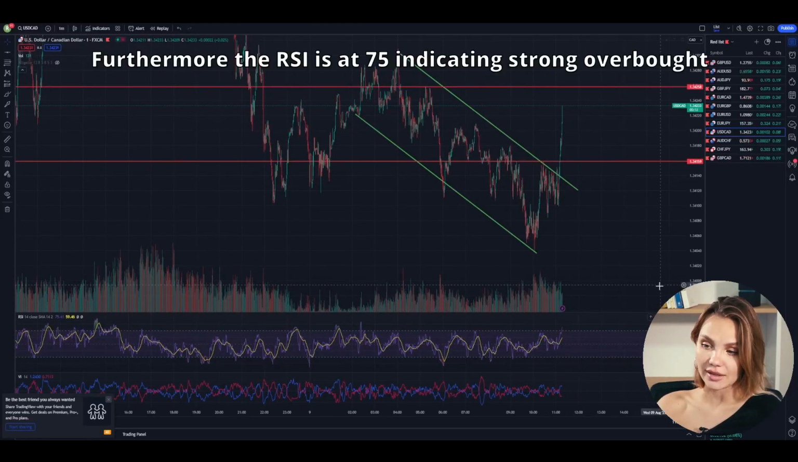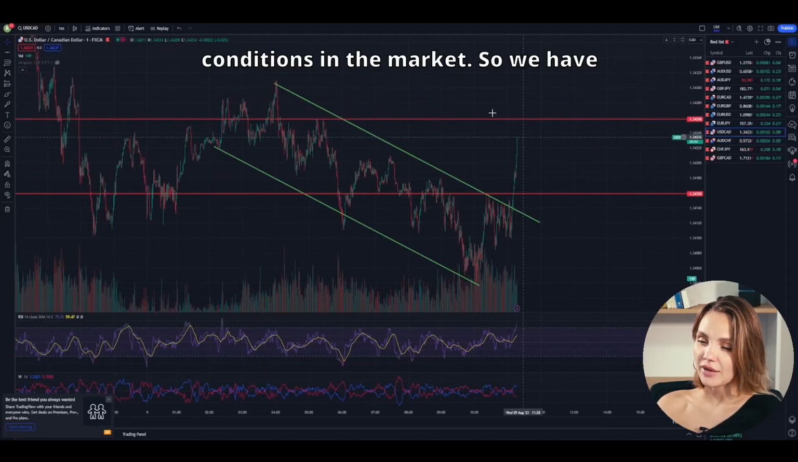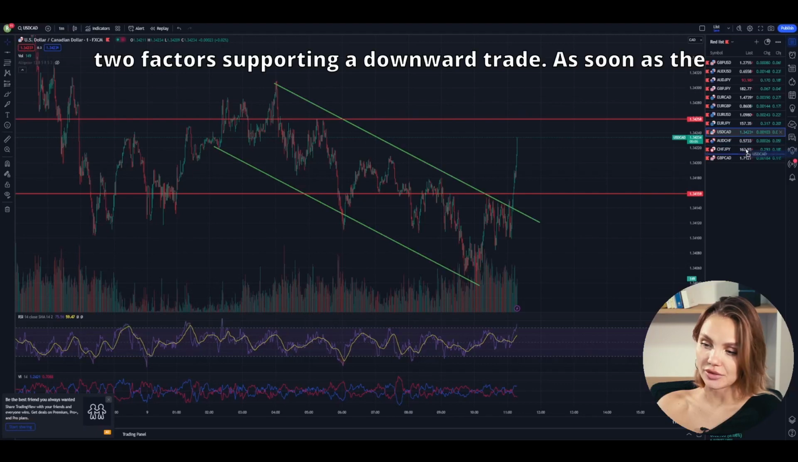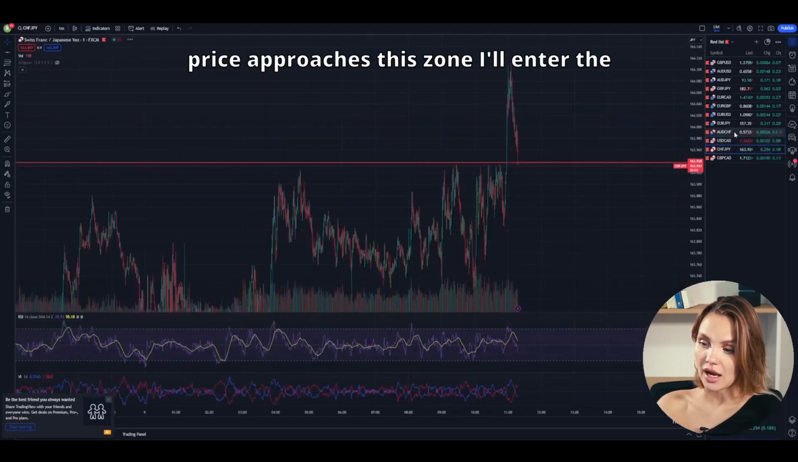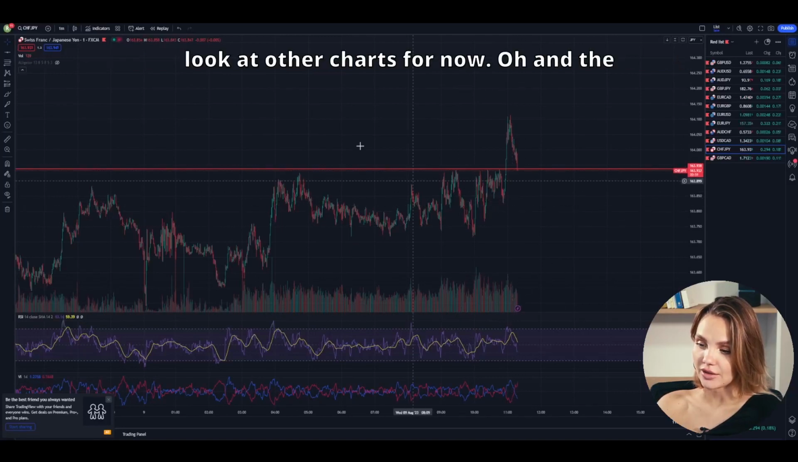Furthermore, the RSI is at 75, indicating strong overbought conditions in the market. So we have two factors supporting a downward trade. As soon as the price approaches this zone, I'll enter the trade. This will happen in a few minutes, so let's take a look at other charts for now.